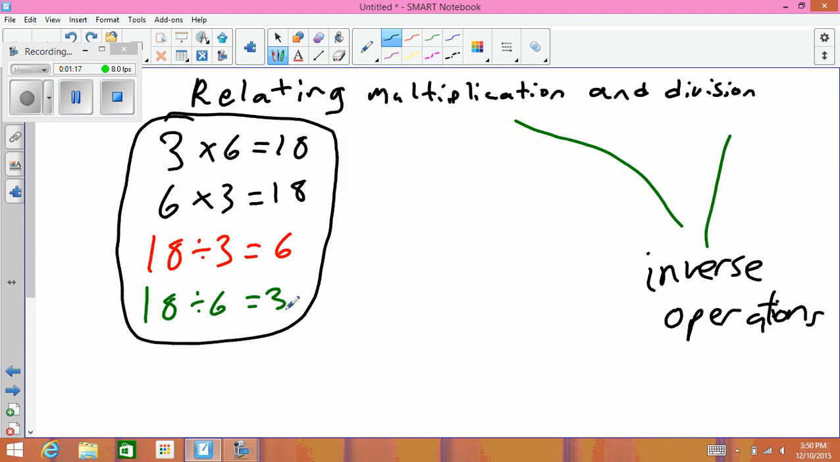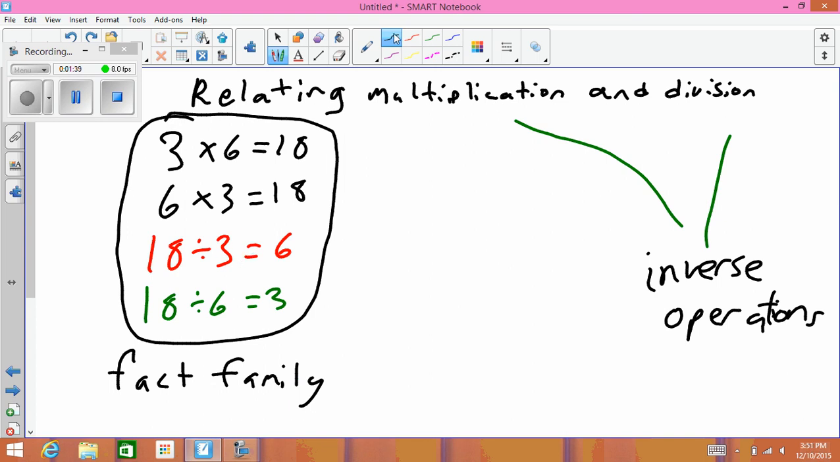So this set of four equations is called a fact family. And fact families are basically made by applying inverse operations to the same numbers or factors. So we're going to take this fact family of 3 times 6 equals 18, and we're going to use our multiplication models to prove that division is related to multiplication.